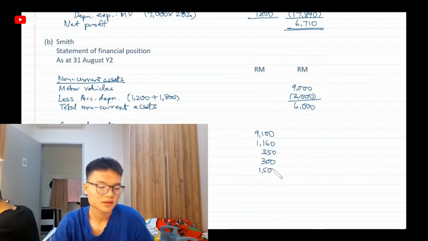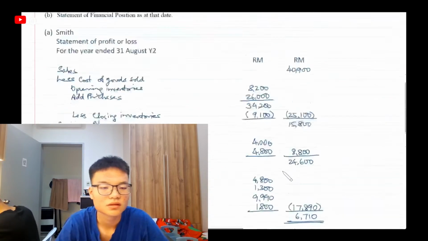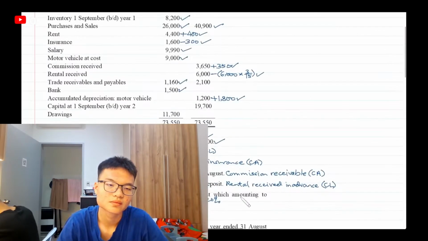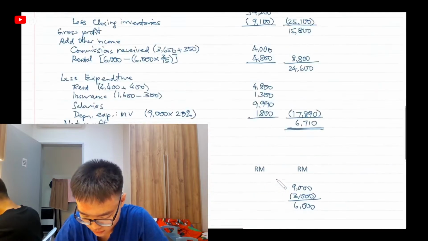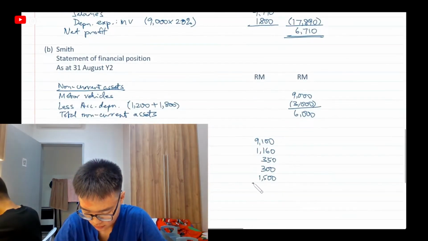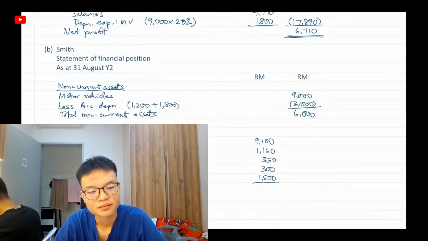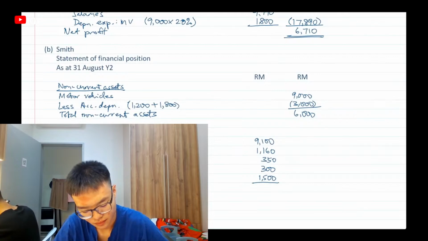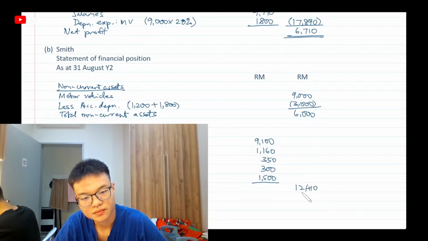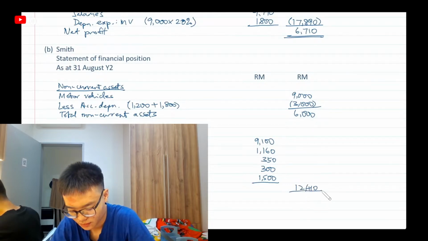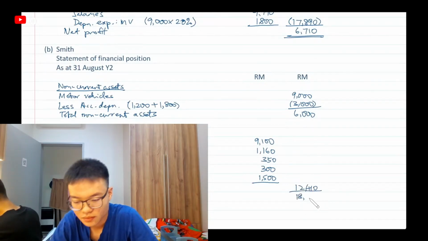Now this is the last one. So we look down after this, no more current assets. Total up to give us our total current assets, 12,410 ringgit. Add to your total non-current assets to give us 18,000.